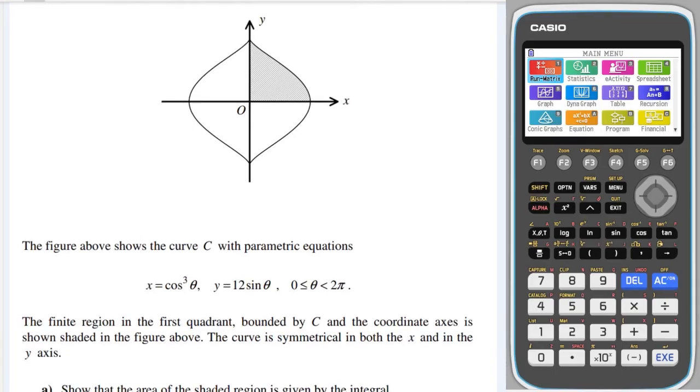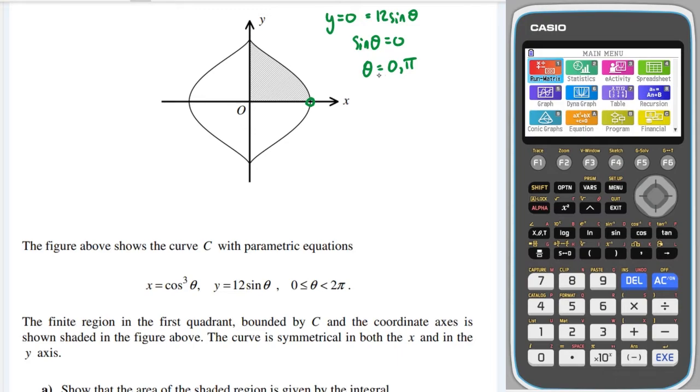First off, let's look at the limits. So we need to investigate this point here. That's going to be our upper limit. And that happens when y equals 0. So when y equals 0, that means that 12 sine theta equals 0, which means that sine theta equals 0, which means that theta is equal to 0 or pi or 2 pi, but not 2 pi because theta cannot be exactly 2 pi. So these are the 2 times it can equal 0.